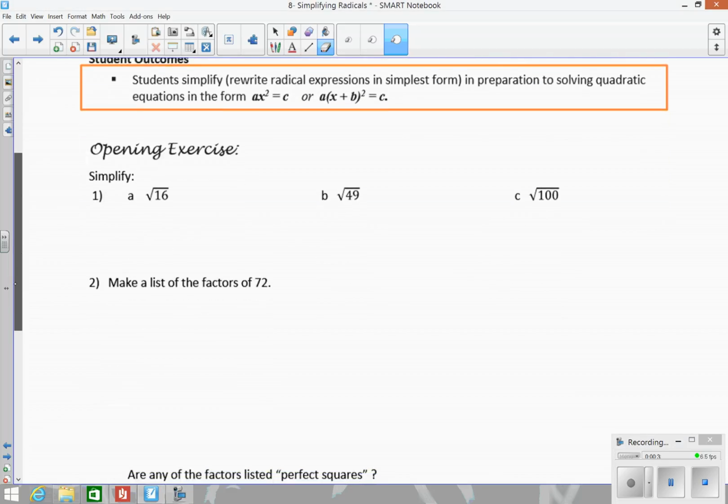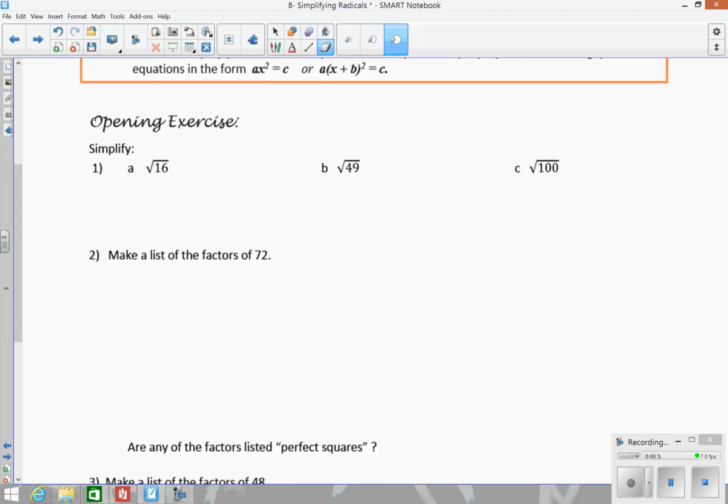So the first thing here, this opening exercise, is just to simplify these. Basically, just take the square root of 16. It's asking you what times what will give me 16. That's going to equal 4. Square root of 49: what times what gives me 49? Well, the answer is 7. And square root of 100 is saying what number times what number gives me 100, and it would be 10. Notice it's got to be the same number being multiplied by itself. So 4 times 4, 7 times 7 gives me 49, 10 times 10 gives me 100. There's also a square root button in your calculator that you could use to evaluate these.